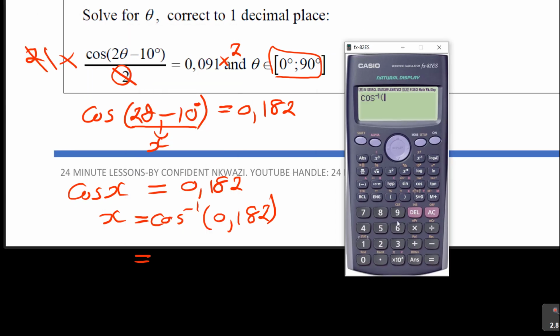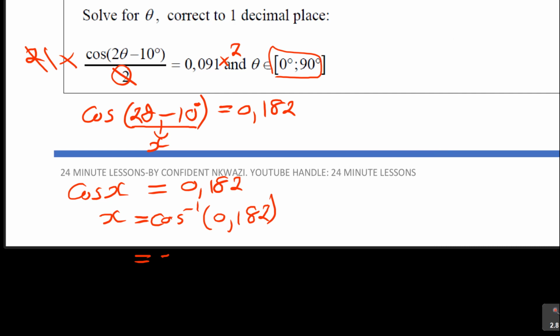Shift arc cos. Whenever you've got cos something and a number on the other side, to find the angle from a number, you say arc. To get an angle, you use arc. So arc 0,182. That's how you find angles. Then you get that they say solve for theta correct to one decimal place, which is 79,5. So here I've got 79,5 degrees. But this is my x.